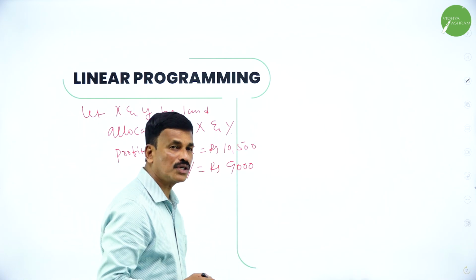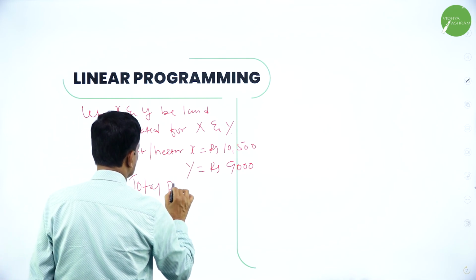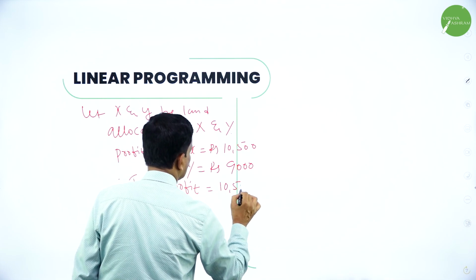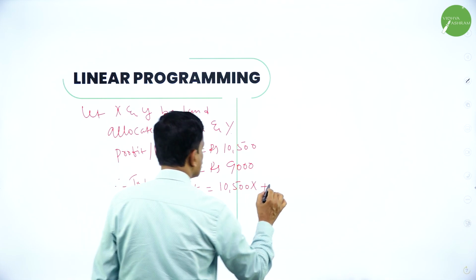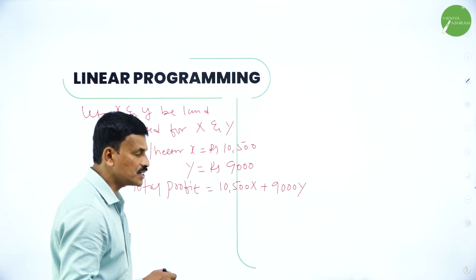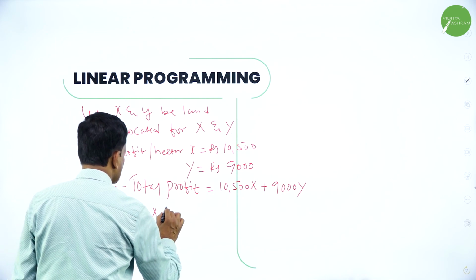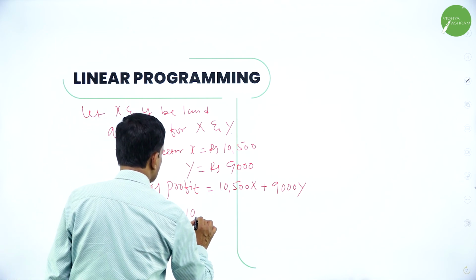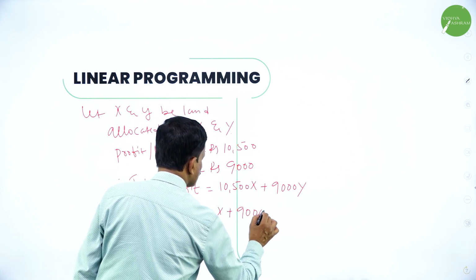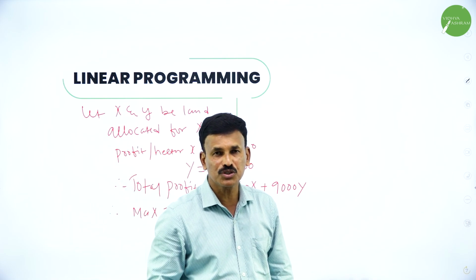So, therefore, the total profit is 10,500 X plus 9,000 Y. Since it is a maximization, therefore, the objective function is maximum Z. Max Z is equal to 10,500 X plus 9,000 Y. This is the maximization of the given objective function.